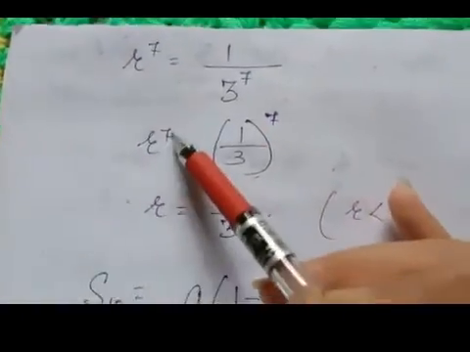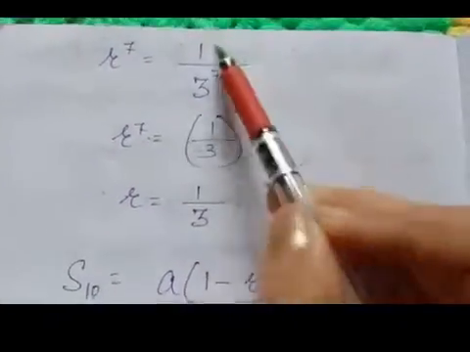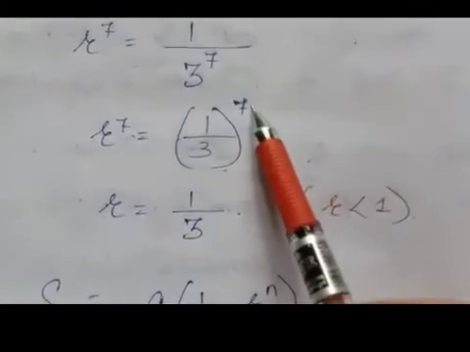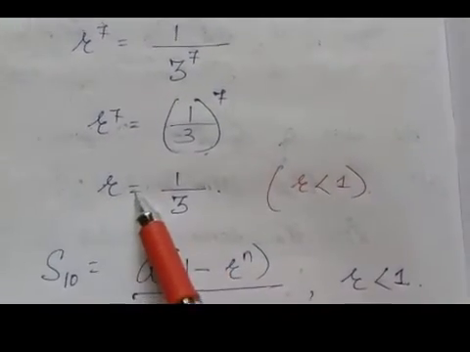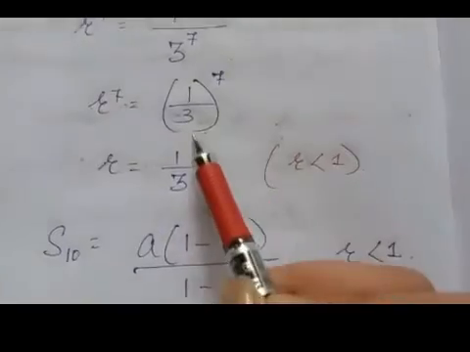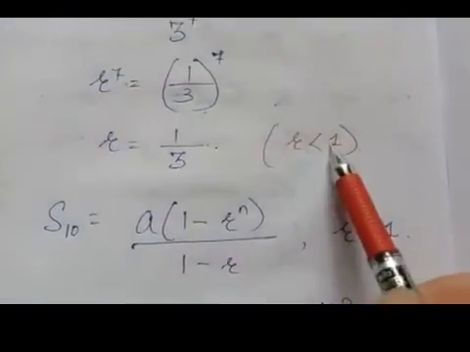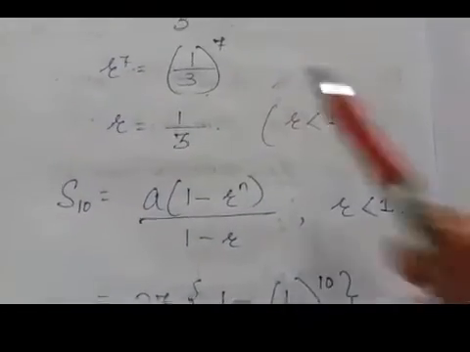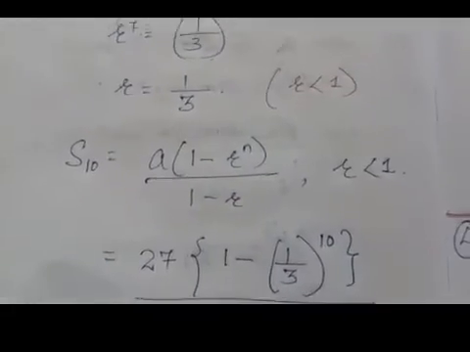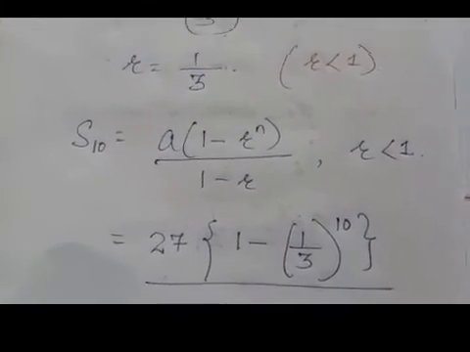So R to the power 7 is equal to 1 by 3 to the power 7. Now we have same power, means bases are equal. R is equal to 1 by 3, and 1 by 3 is less than 1. This is a proper fraction, less than 1. So we got the value of R. Now we have to find the sum of first 10 terms.